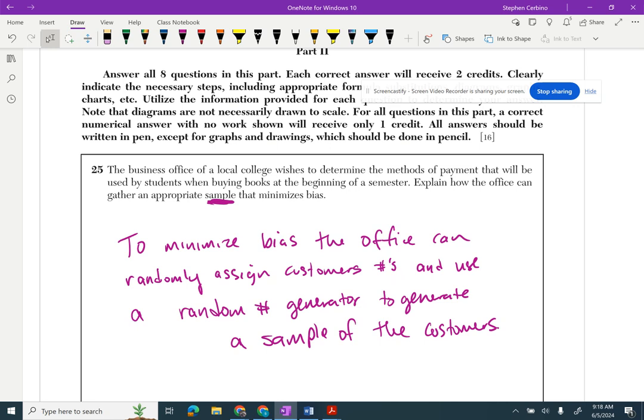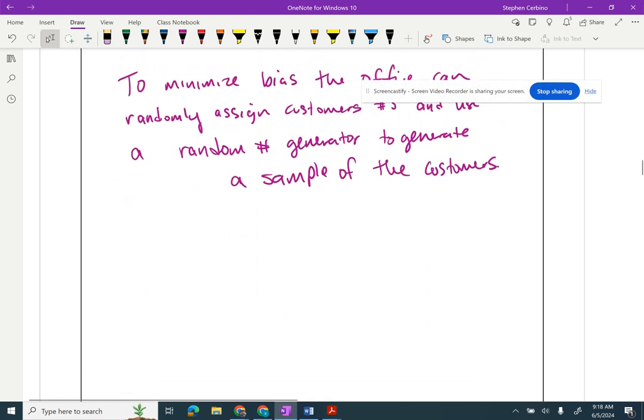If we ask every customer, which I'm going to assume some of you probably said here, that wouldn't be a sample. That would be a census or a population value. So we don't want to do that. We want to take a sample, a subgroup of all customers. So I'm hoping you got that one right. I hope that was an easy one.